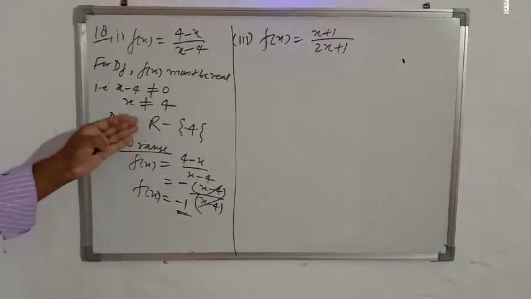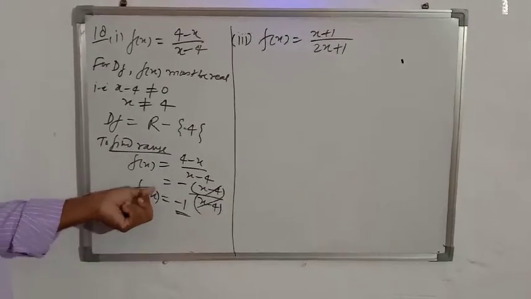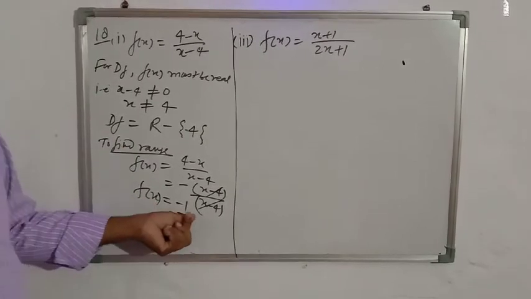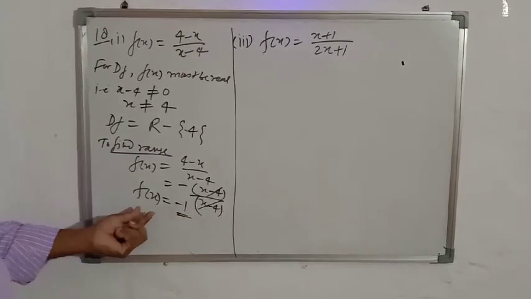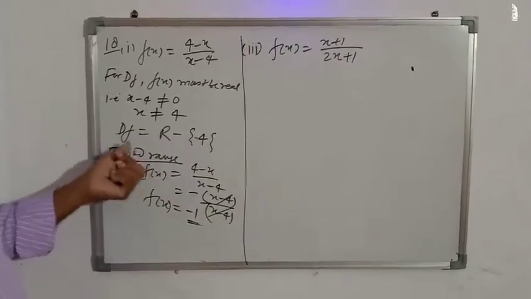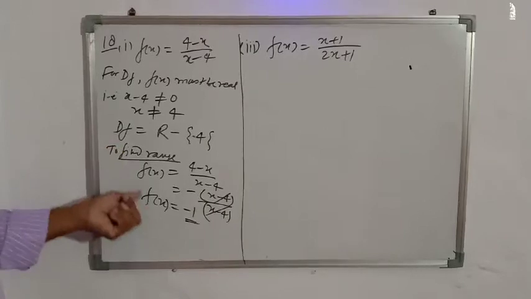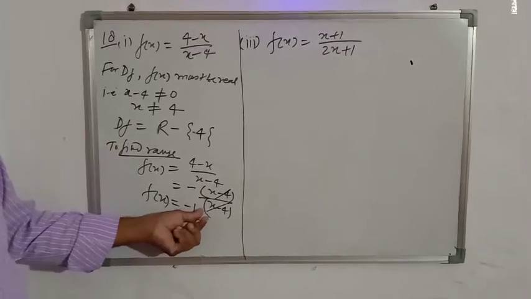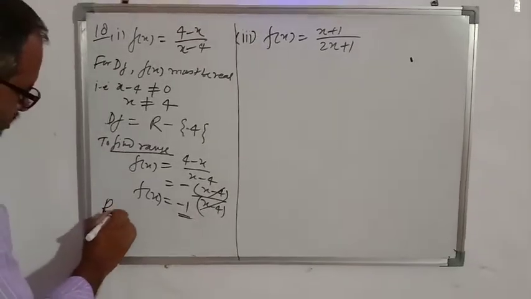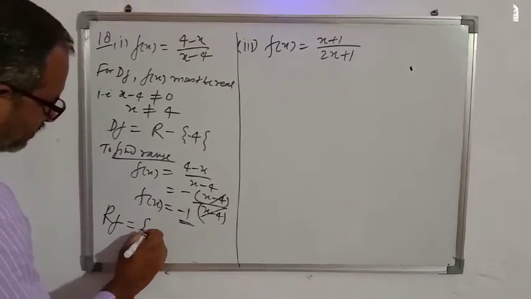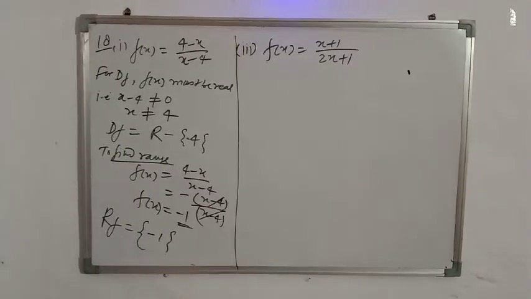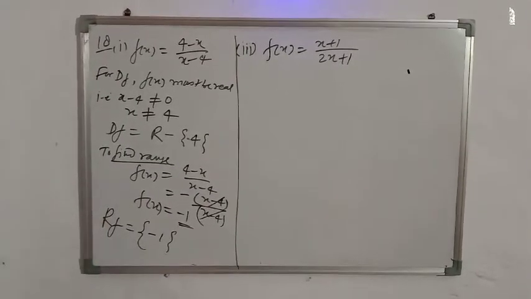So for all the real values of x except 4, means for all the values of domain, f(x) is minus 1 always. Value of f(x) is constant minus 1 for all the values of the domain. So range is what? Only one value, that is minus 1. So range of the function will be only minus 1. So this is the range in question number 18 first part.